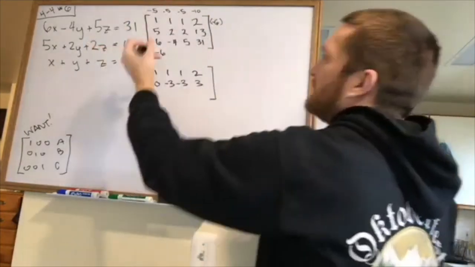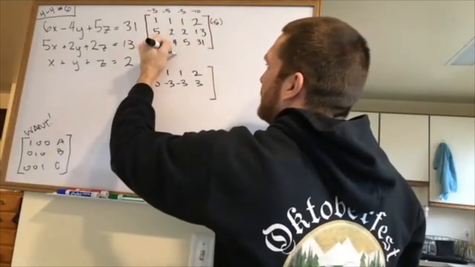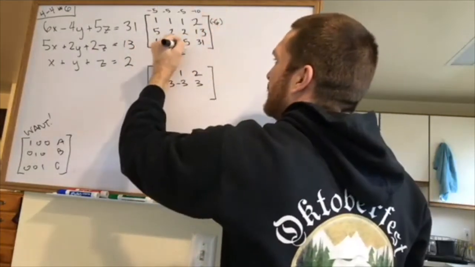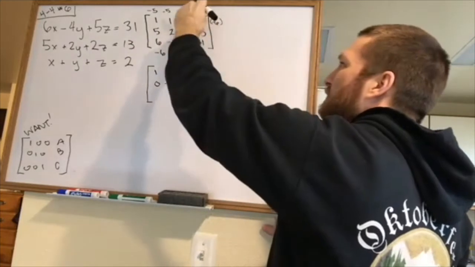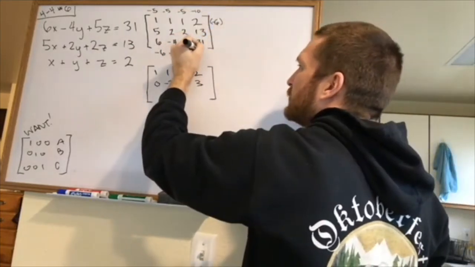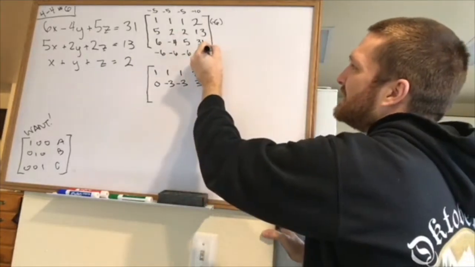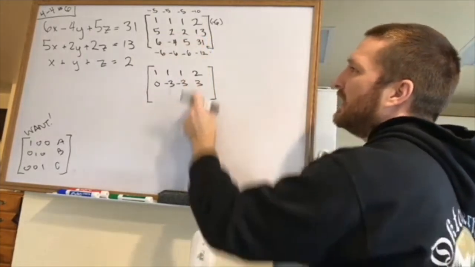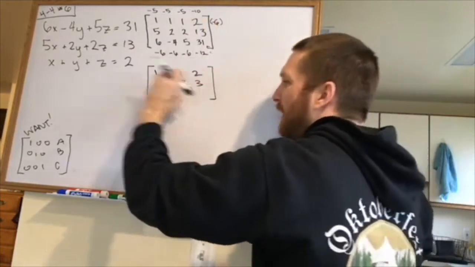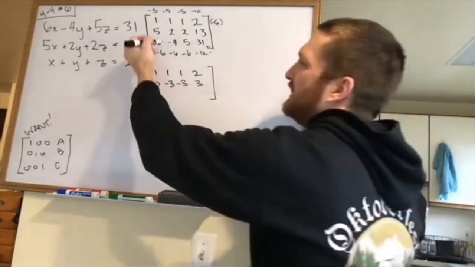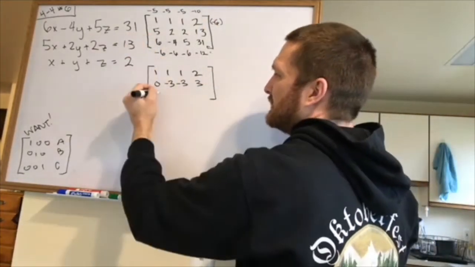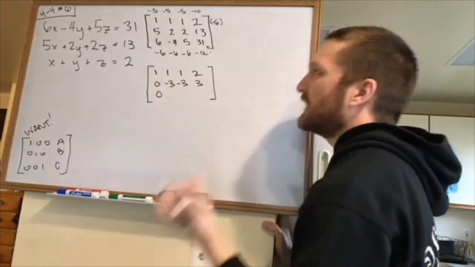-6 times 1 is -6. -6 times 1 is -6. -6 times 1 is -6. -6 times 2 is -12. Now I'm going to take that and add that to the bottom equation and put it in the bottom place. So we have a -6 plus a 6 is a big fat 0, just like what we wanted.